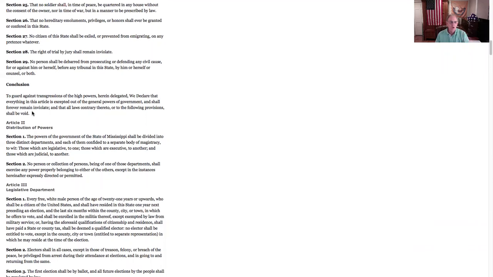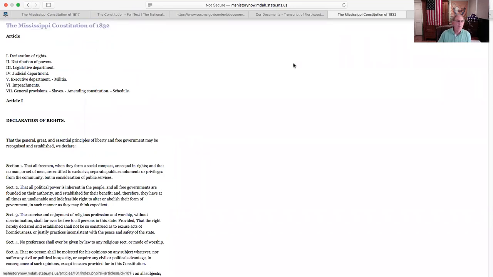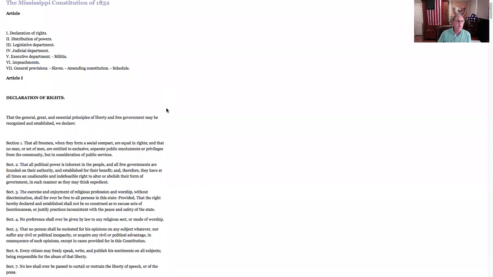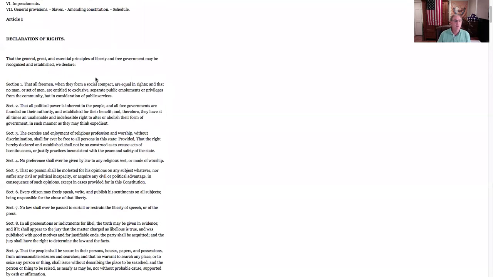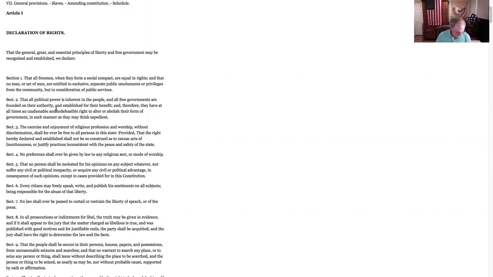All right. So let's go to the next one. So we are going to the 1832 Mississippi Constitution. And we see here, this one doesn't even have a preamble at all. It starts directly with the Declaration of Rights, that the general, great, and essential principles of liberty and free government may be recognized and established, we declare. And then it goes through, all political powers inherent in the people. All free governments are founded on their authority and for their benefit. So we see all these things.